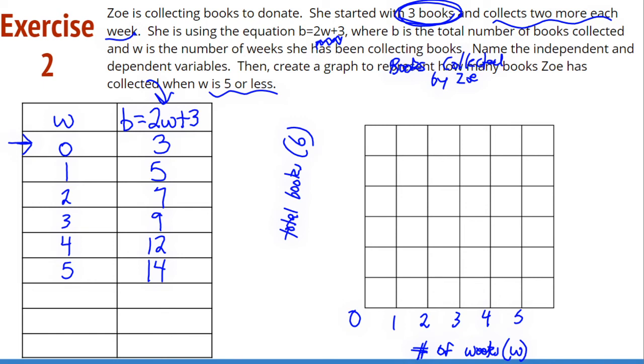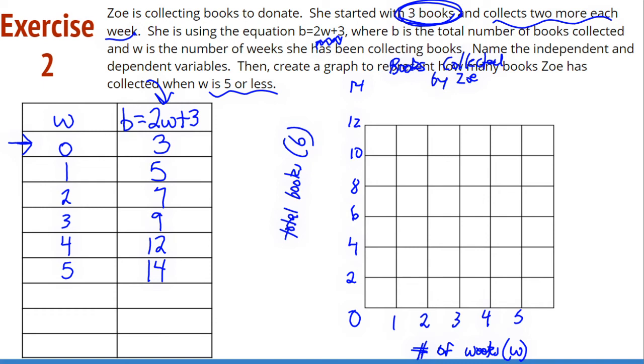Now, doing the y-axis here, the scale that I'm going to put on here, I'm not going to be able to do something nice like I did on the last one and just go straight up the side. I'm going to have to do some in-between spaces. I'm going to count by twos. 2, 4, 6, 8, 10, 12, and 14.